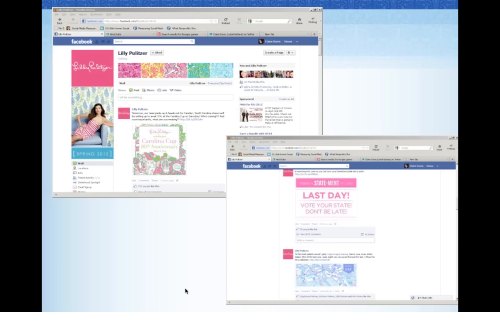And then the last one, which you might be familiar with as well, is Lilly Pulitzer. And you can just look at their page and tell that it's fun. It's colorful, it's engaging. They share videos, sneak peeks, pictures all of the time, and it's fun and useful information. So they are someone to look to, just for exciting events and things.